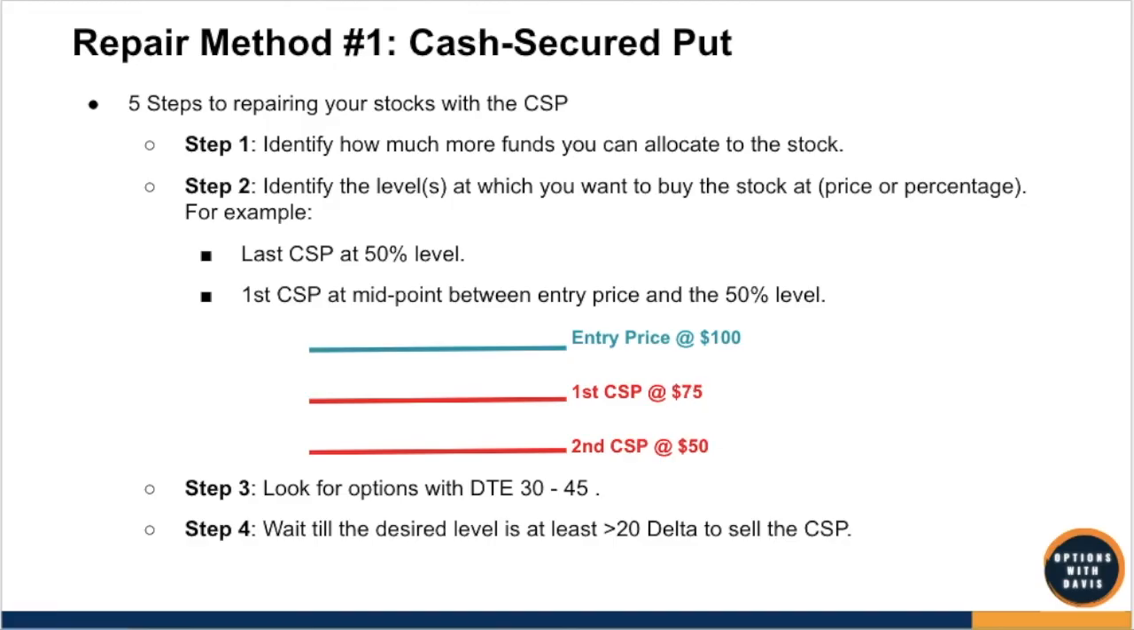Okay. So finally, step 5, if it expires worthless, all you have to do is just rinse and repeat, just like the visual illustration I showed you earlier. Just keep selling until finally you get filled at the levels that you want.